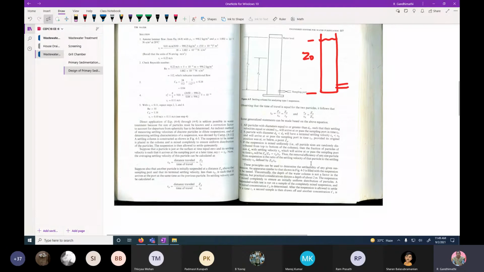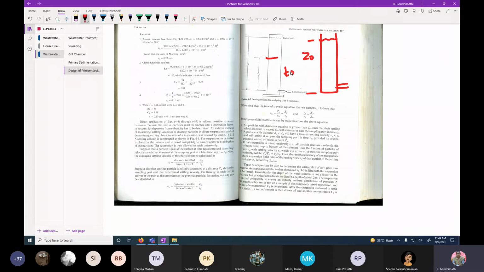Suppose some other particle is not at the height z0, it is at the height zp. That will also reach the bottom at time t equal to t0. Because you are just keeping the water in the settling column, the particles may be distributed throughout the depth of the column. Initially we considered the particle at height z0, which takes time t0 to reach the bottom. This is the worst condition, since the particle may be at the top, and it takes some time to reach the bottom. Therefore, that is considered as V0, the average settling velocity.